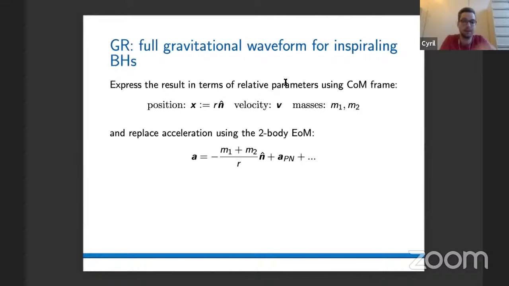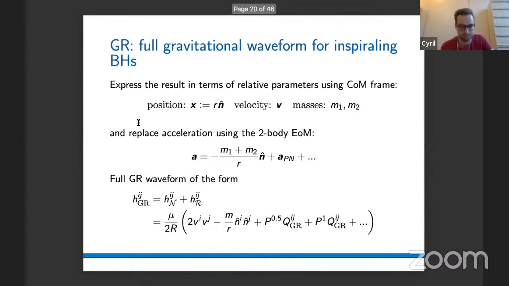And to replace the acceleration that we find in the gravitational waveform, we use the two-body equation of motion. Because we know the metric, or the gravitational field, in the near zone, we can calculate the acceleration of the two black holes using the geodesic equation. So you have, for example, the Newtonian force, and then you have post-Newtonian effects from general relativity that come into play. And you can put that in the gravitational waveform to find a simpler version.